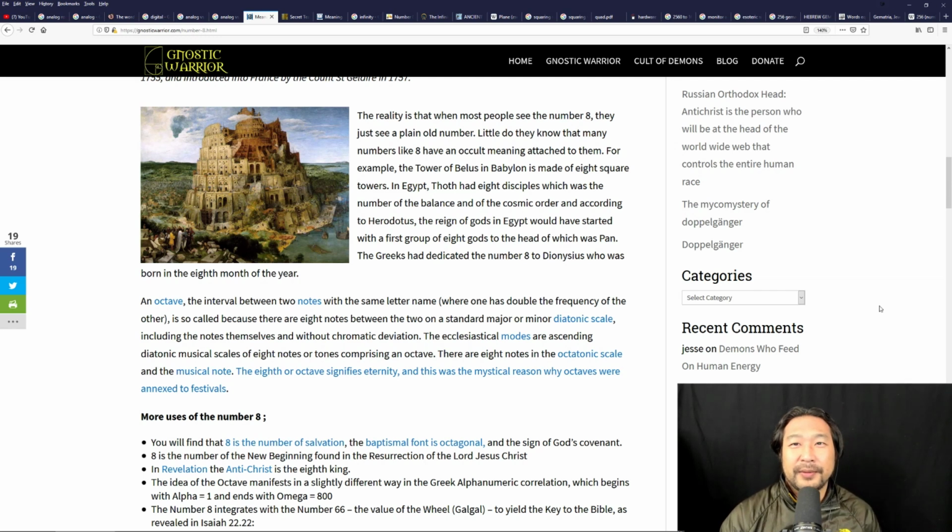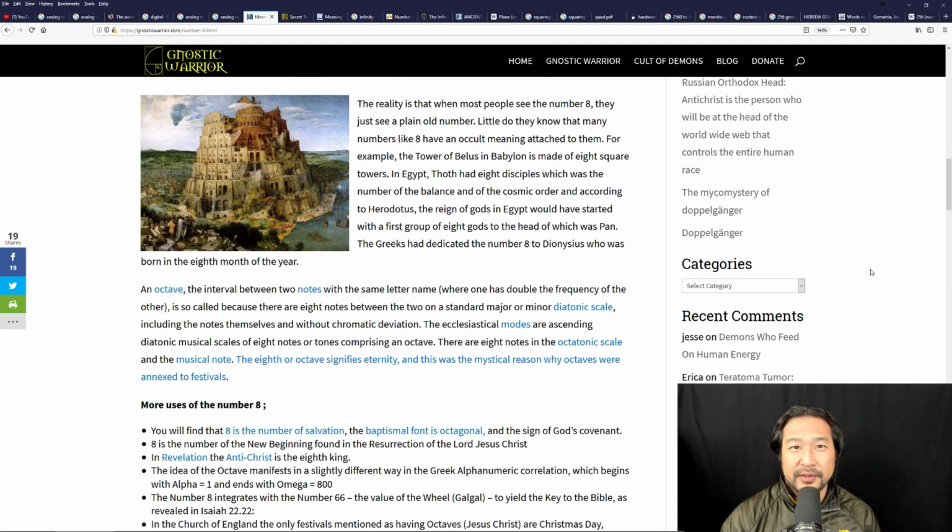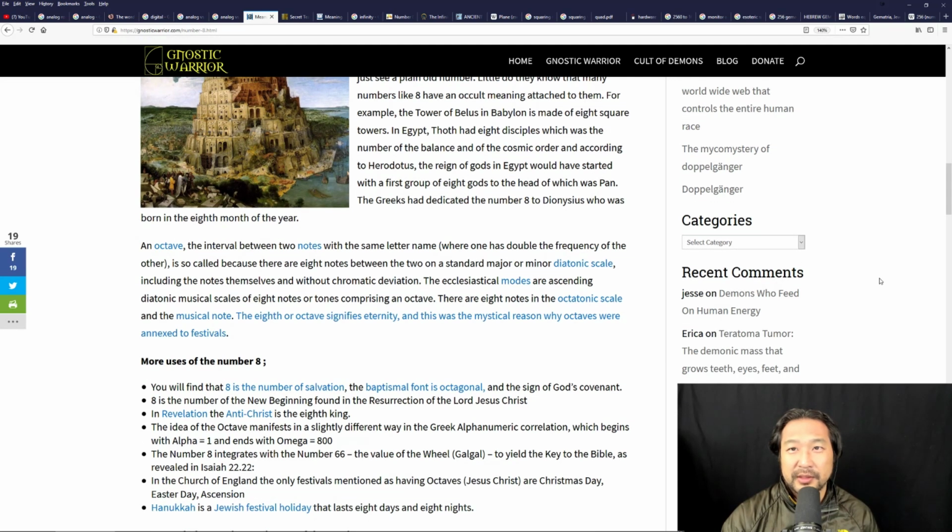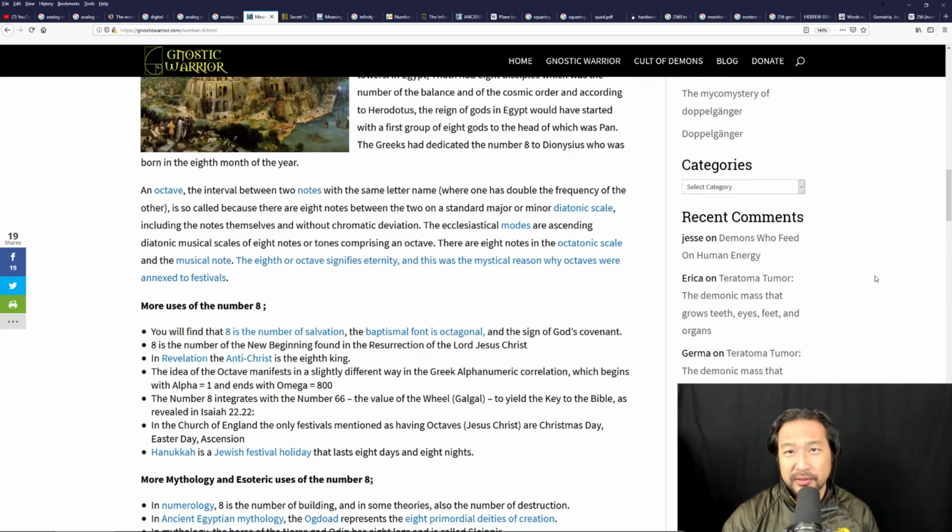All right, so little do they know that numbers like 8 have an occult meaning attached to them. For example, the Tower of Belus in Babylon is made of 8 square towers. In Egypt, Thoth had 8 disciples, which was the number of the balance and of the cosmic order. According to Herodotus, the reign of gods in Egypt would have started with the first group of 8 gods, the head of which was Pan. The Greeks also dedicated number 8 to Dionysus, who was born in the 8th month of the year.